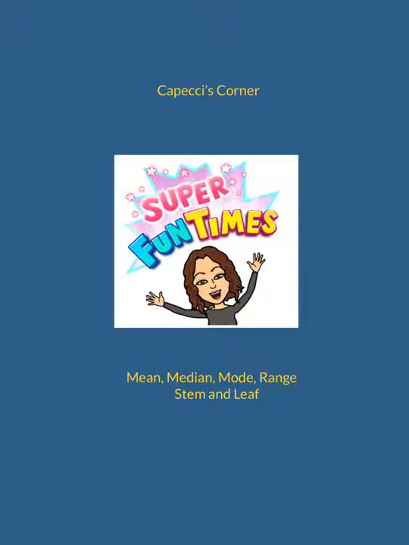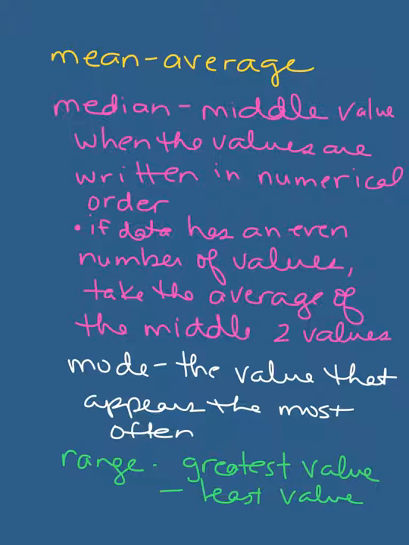Today on Capechi's Corner, we're going to start our data analysis chapter, and we're going to look at mean, median, mode, range, and stem and leaf plots. Let's look at the definitions of each of these terms.